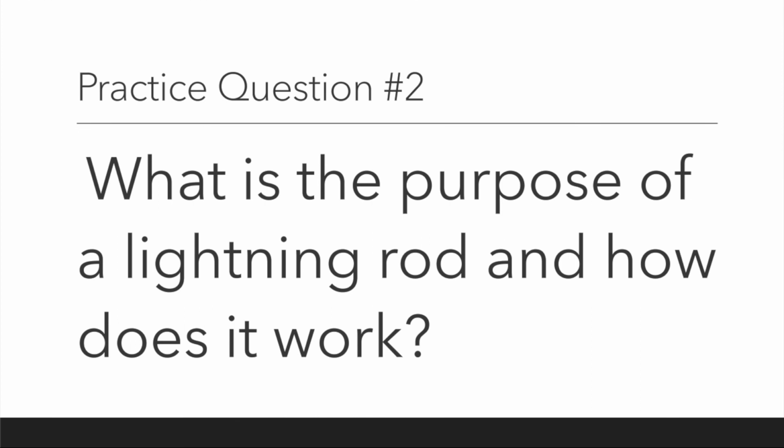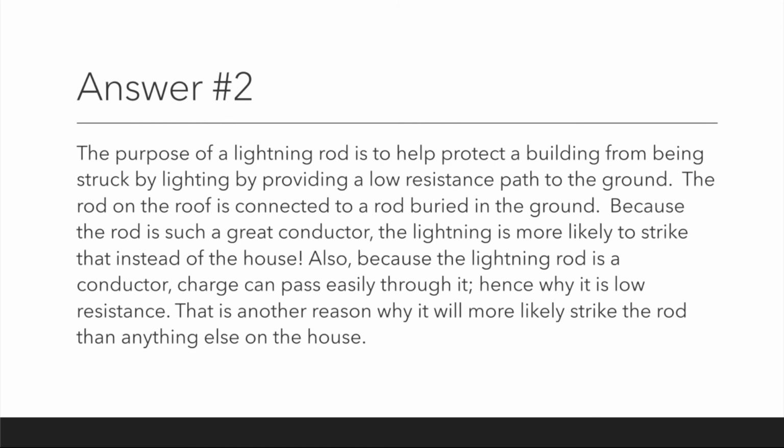Practice question number 2. What is the purpose of a lightning rod and how does it work? And once again, go ahead and pause this to think about the question. Alright, here's answer number 2. The purpose of a lightning rod is to help protect a building from being struck by lightning by providing a low resistance path to the ground. The rod on the roof is connected to a rod buried in the ground. A lot of people like to think that the rod is simply just attractive to the lightning because it's metal. However, this isn't completely true. It's because the rod can provide that lowest resistance path that the lightning is most likely to strike there.